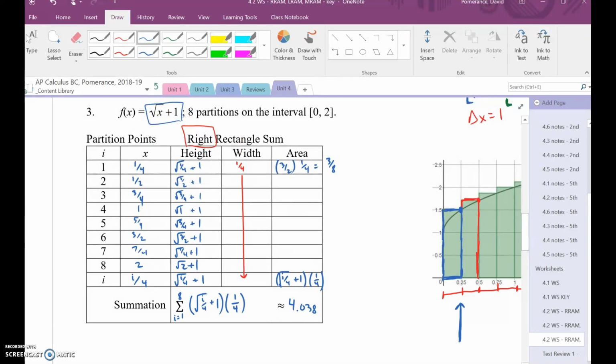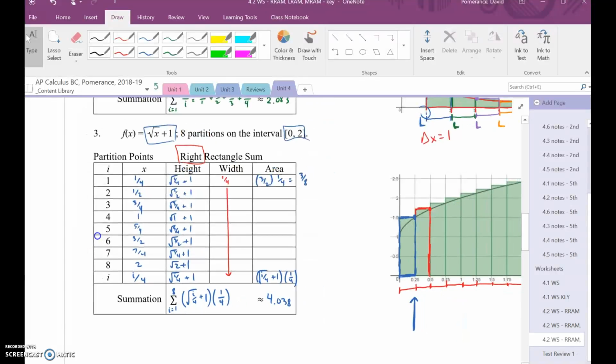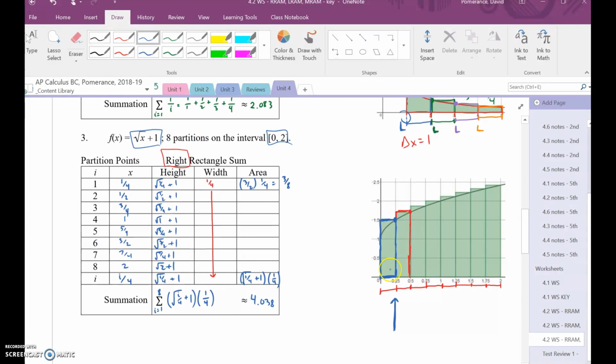And just as a reminder, this is an approximation of the area bounded by the curve, square root of x plus 1, and the x-axis between the x values of 0 and 2. And graphically speaking, that's the shape that has this vertical line right here, this curved top, this vertical line right here, and the x-axis is the bottom. It's the area right there. That does not equal 4.038. It is approximately equal to 4.038.